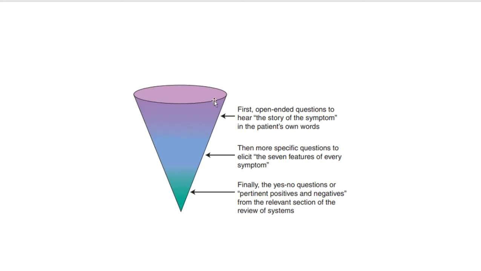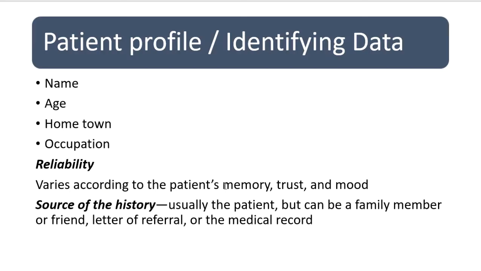So remember this: first you ask open-ended questions, then specific questions, then yes or no questions to get the positive and negative points from the history. So this is how you take a history, right? Now let's go to the structure of the history, the basic structure. Don't worry, I will teach you and give you some examples of history.